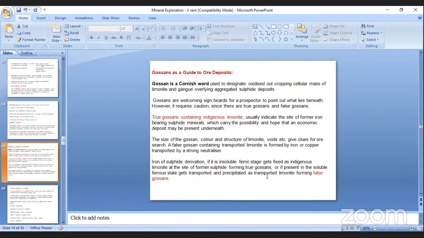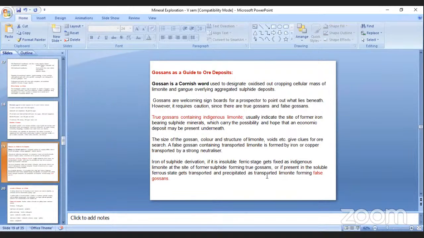Size, color, structure, texture, these must be considered. These true boxworks are related to limonite, and the bodies have some voids. It is giving clear clues for searching for iron.